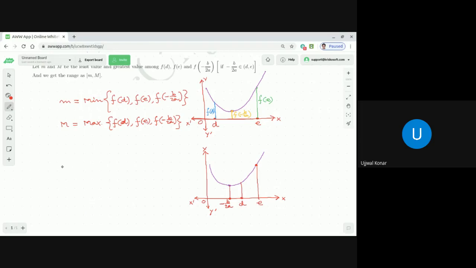So then what you'll find? You will find m should be the minimum between f of d and f of e, and capital M should be equal to the maximum between f of d and f of e.